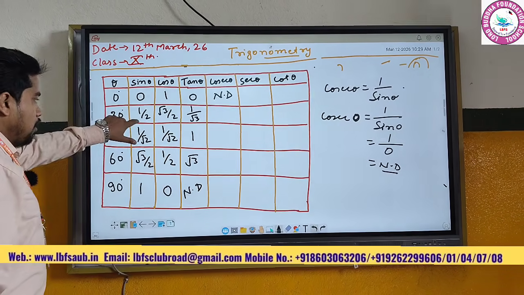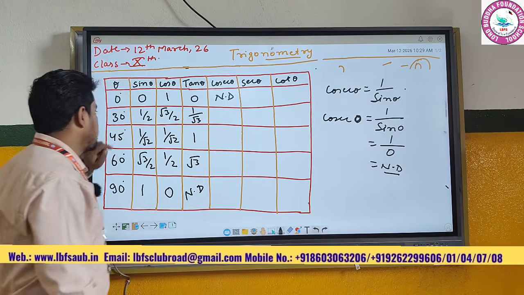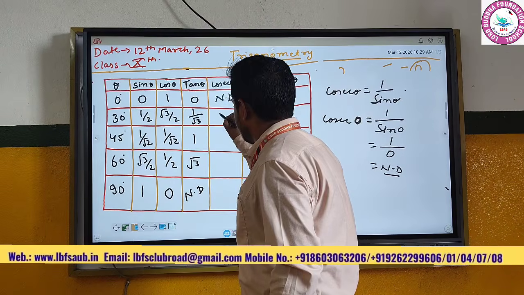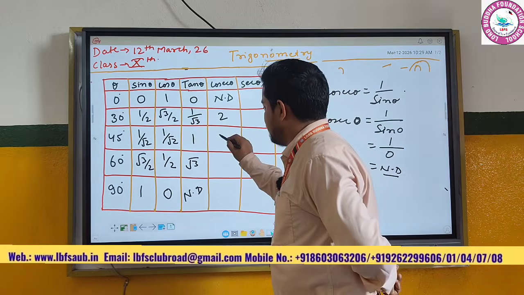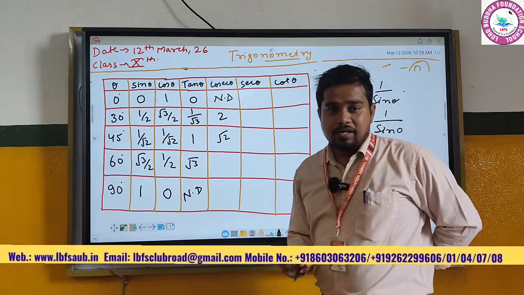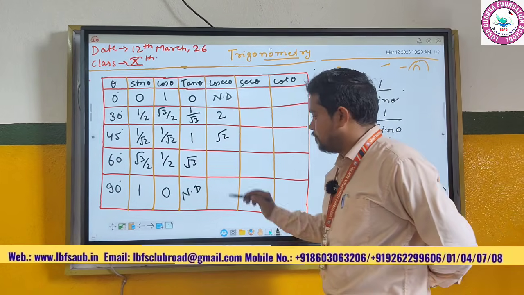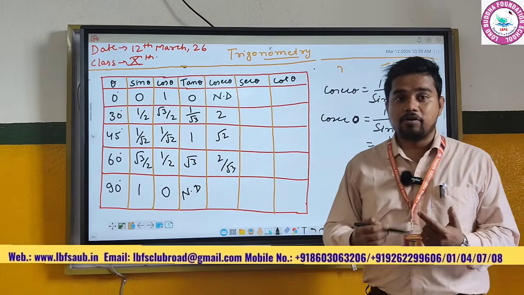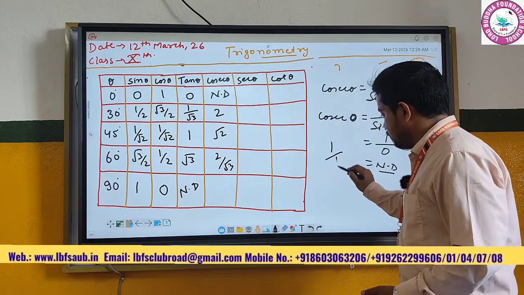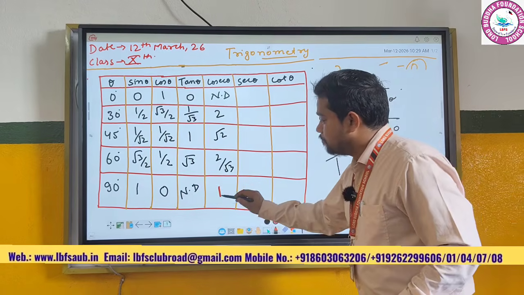Okay. You can take the reciprocal of 1 upon 2, which we get 2. Reciprocal of 1 upon root 2, we will get root 2. Reciprocal of root 3 upon 2, we will get 2 upon root 3. Reciprocal of 1, which means 1 upon 1, the reciprocal will be the same, 1.